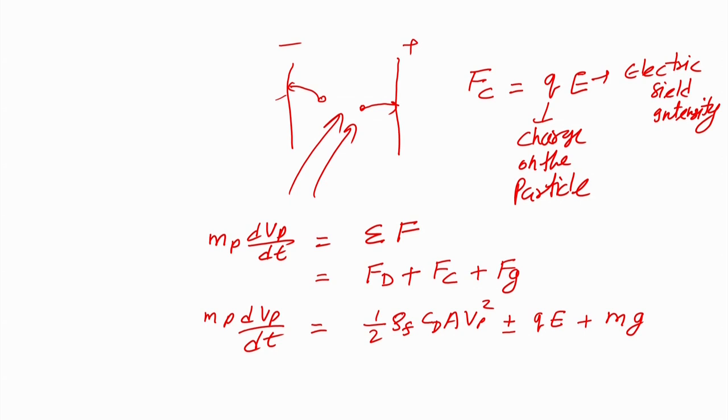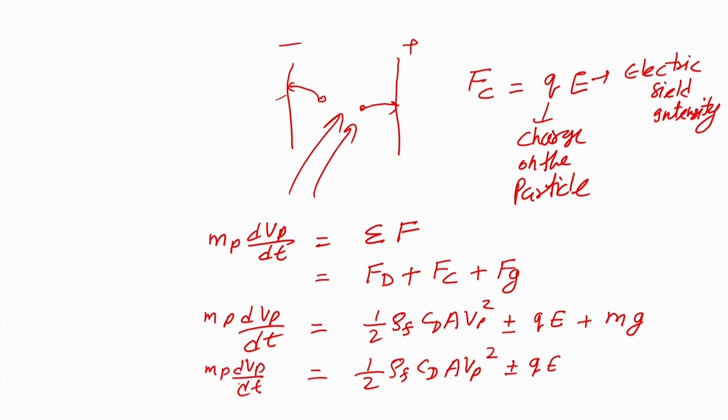Now, in a more simplified case, suppose I assume that the particle is moving horizontally, the QE force is dominating over the mg, and it is just moving horizontally. Then the same equation will be modified as half rho f Cd A Vp square plus minus qE. And this is the more realistic case, because in the electrostatic precipitator, the particle first moves towards the wall and gravity does not play much role. Once it sticks to the wall, then it will fall down because of gravity. So, this is the more realistic case, and you can again do the calculations.